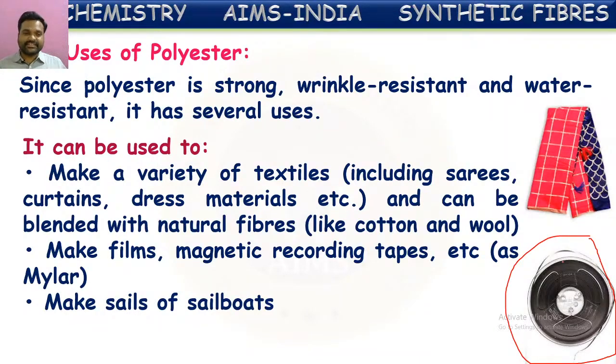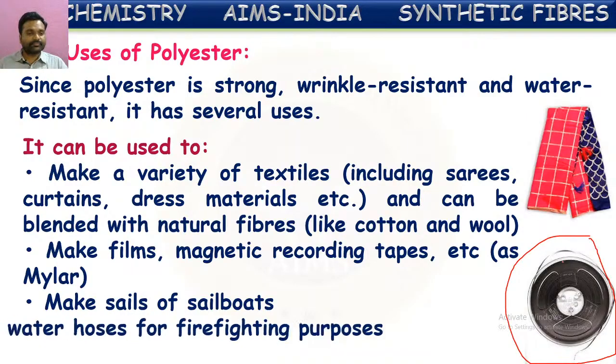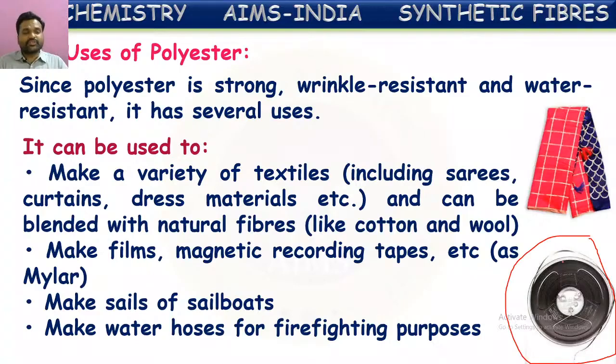In making of sails and sailing boats, they use these sails in boats to move the boat with the help of the wind. These sails and sailboats are made up of polyesters. And these polyesters are also used for making water hoses for firefighting purposes. Water hoses means those long pipes which are used by firefighters for putting out fires. So these firefighting water hoses are also made up of polyesters.